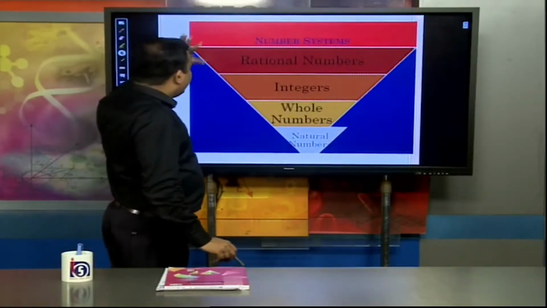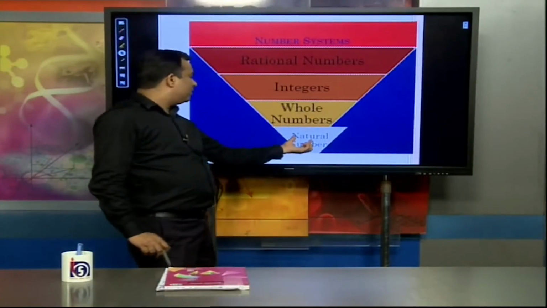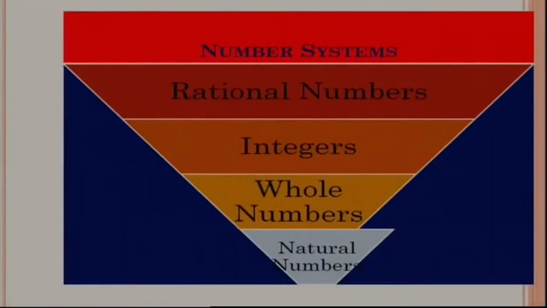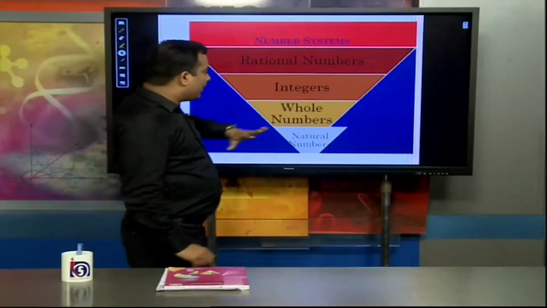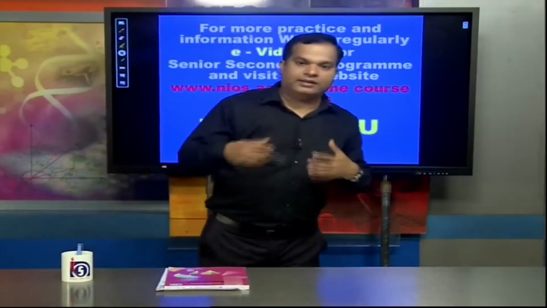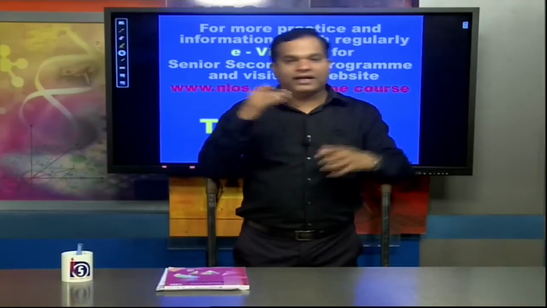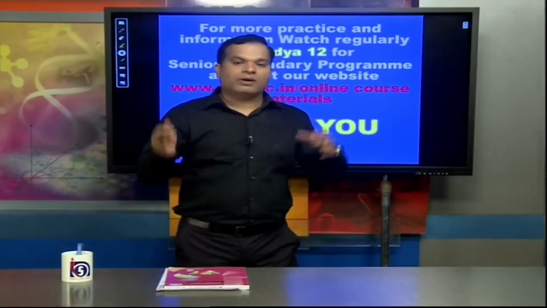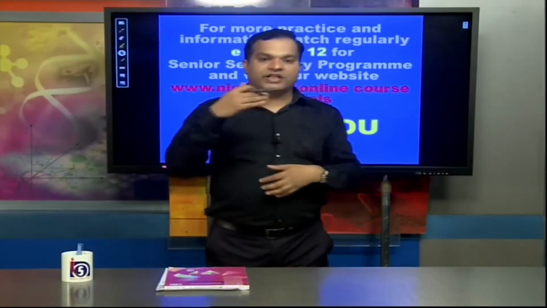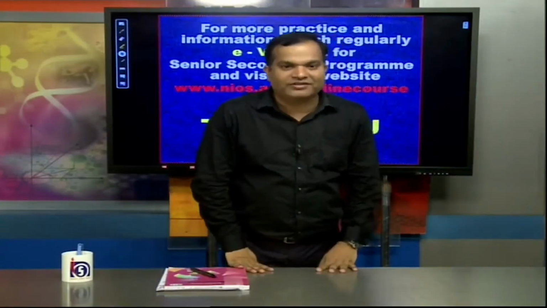When talking about the number system, we have already told that all natural numbers are whole numbers, all whole numbers are integers, all integers are rational numbers. So this is the family of number systems. Okay, dear learners, in the first part about rational numbers we have already discussed what exactly a rational number is, the different types of rational numbers, their equivalent forms, and how we have to compare rational numbers. Thank you, learners.